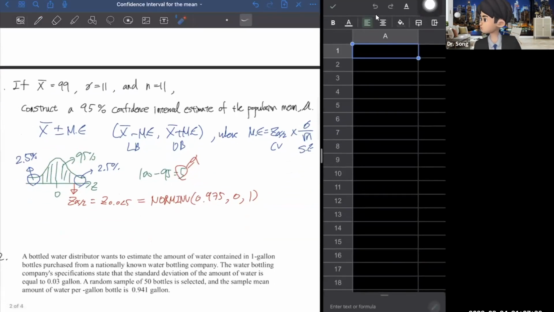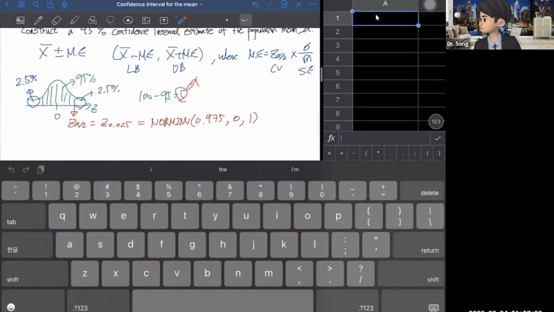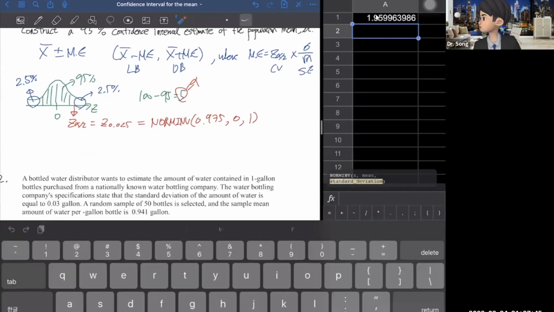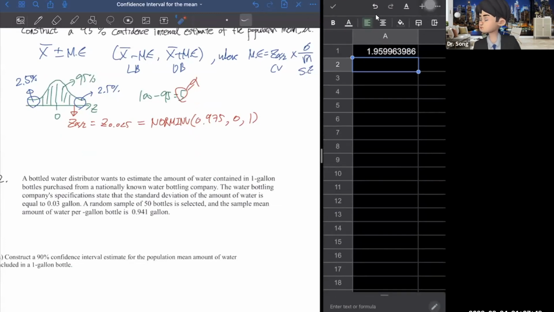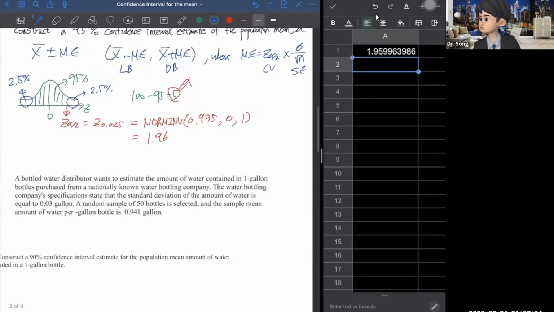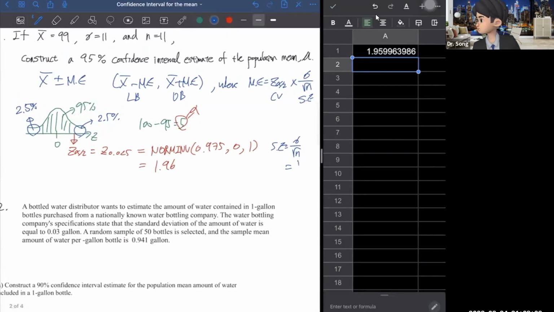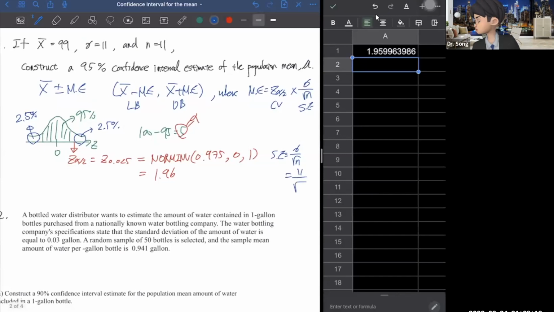That's why I need to put 0.975. So let's calculate this Z star, or the Z critical value. Put the equality, norm inverse, 0.975, mean equals 0, standard deviation equals 1. Then I have 0.95996 something. Up to 3 decimal places, that is just 1.960, okay? Then we need to find the sigma over square root n, the standard error. Sigma is known as 11, and then sample size equals 11 too. So over square root 11, okay?